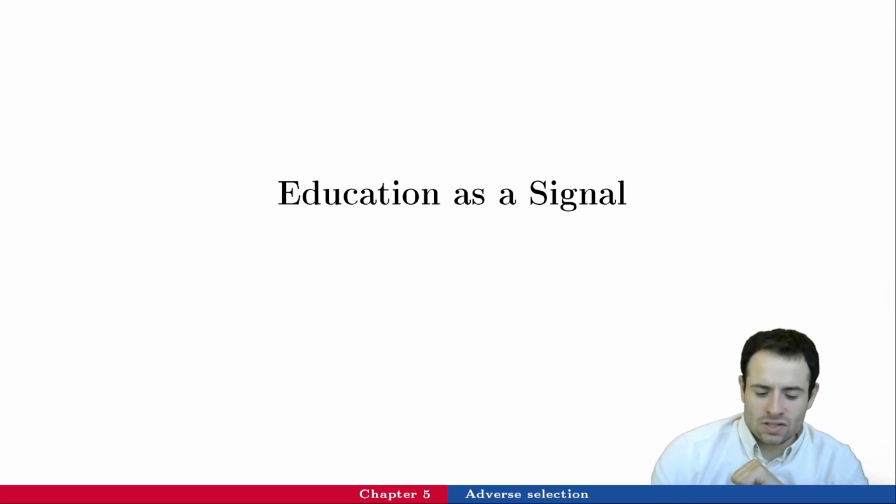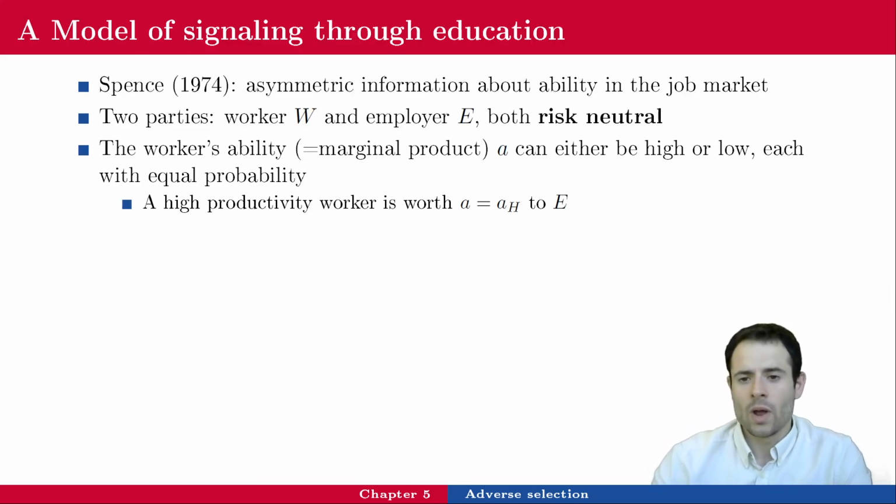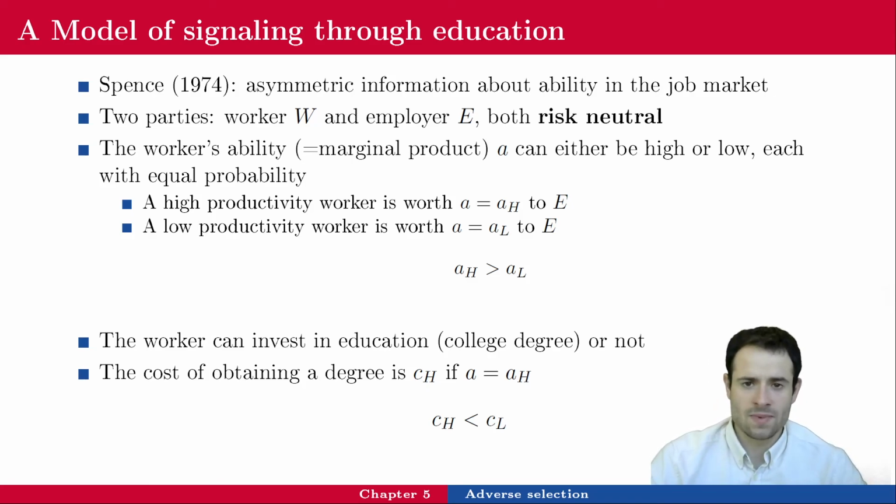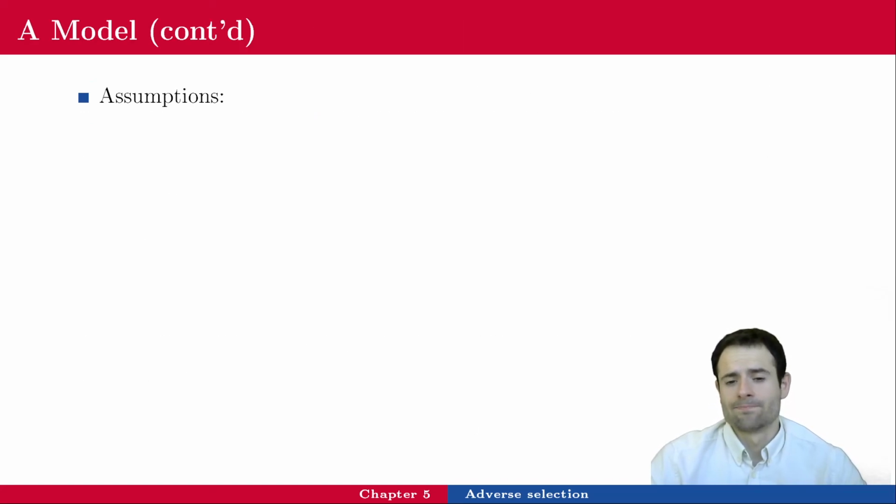So I used education as a signal as an example, where we have a worker and an employer. The worker has to decide whether to get an education or not, whereas the employer has to decide which wage to propose to the worker. So again, we have interactions. It is a game theory problem. Each party is going to maximize his utility or his expected utility or profit or expected profit given the other party's decision.